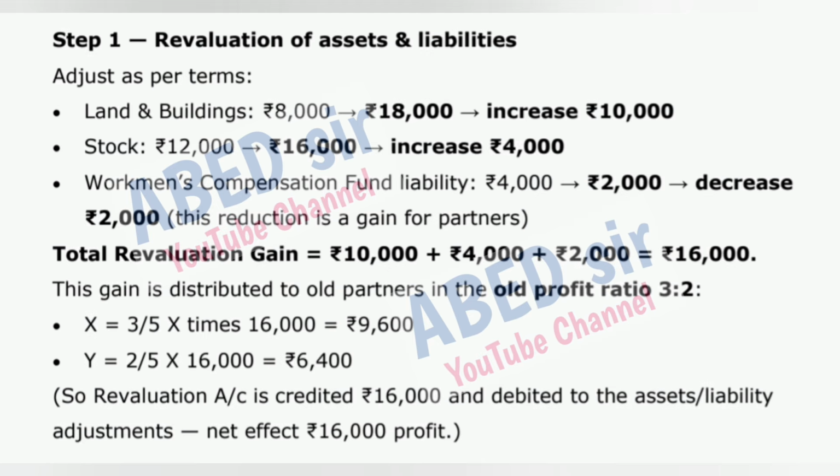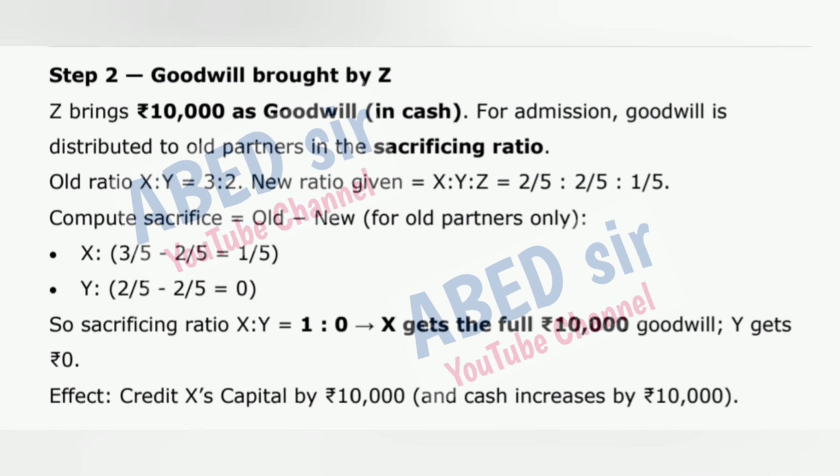X is equal to 3/5 times 16,000, which is 9,600 rupees. Y is equal to 2/5 times 16,000, which is 6,400 rupees. So revaluation account is credited 16,000 rupees and debited to the assets and liability adjustments, net effect 16,000 rupees profit. Step 2. Goodwill brought by Z. Z brings 10,000 rupees as goodwill in cash.